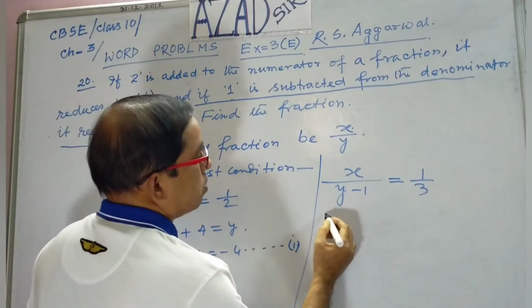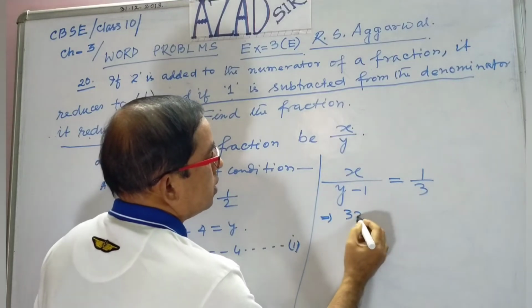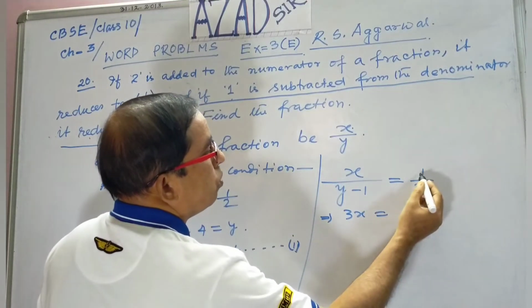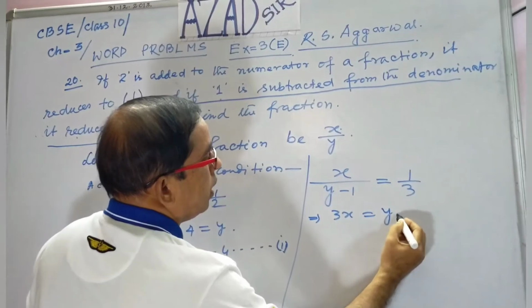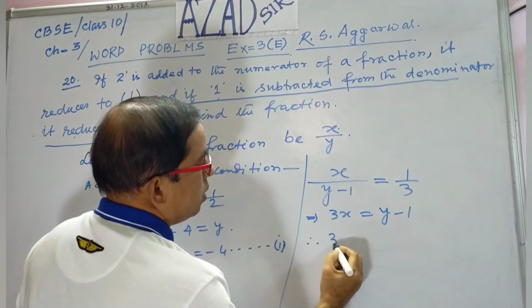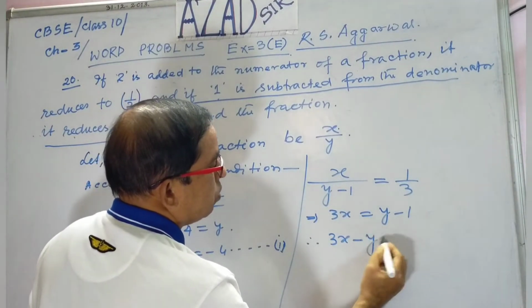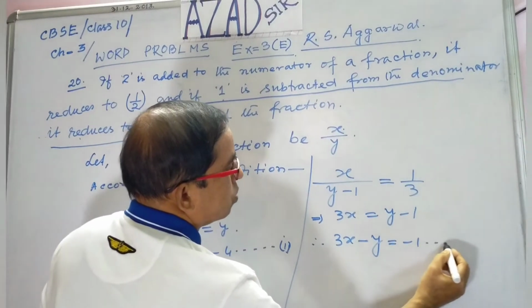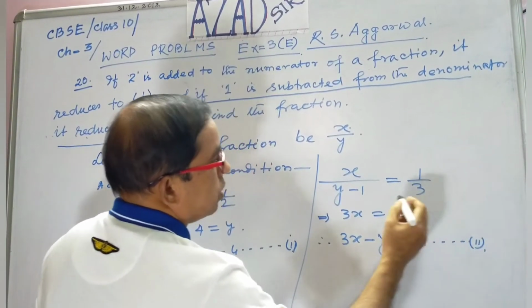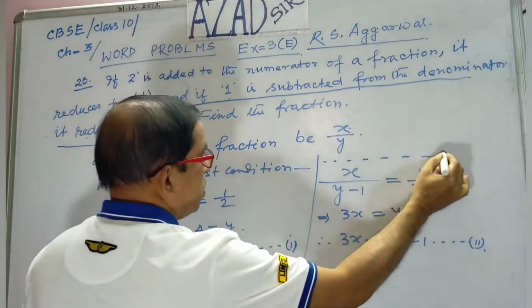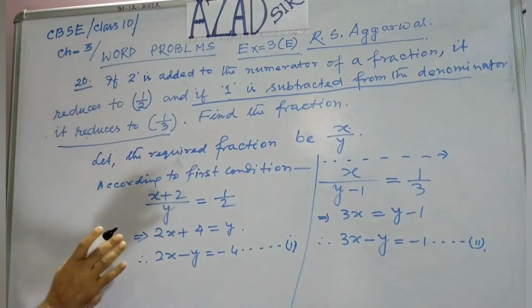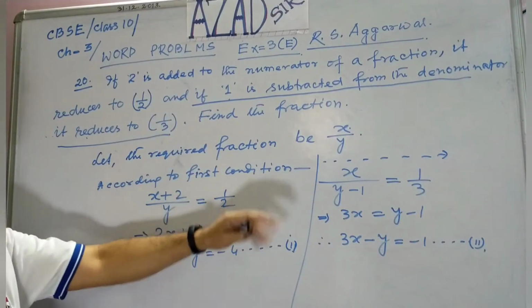So by cross multiplication, what we get? 3x equal to 1 into this, means y minus 1. Therefore 3x minus y equal to minus 1. This is equation 2. You have to write here according to second condition. I am not writing on the board, I just want to discuss the problem.